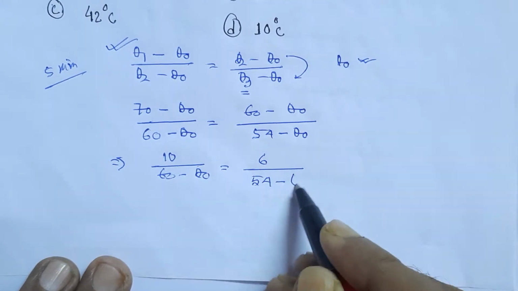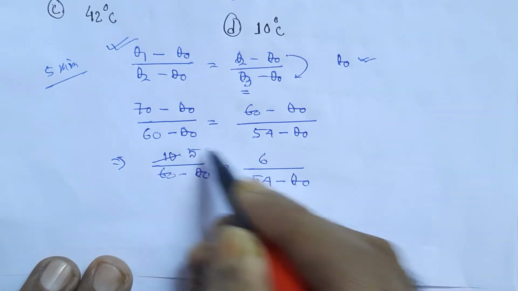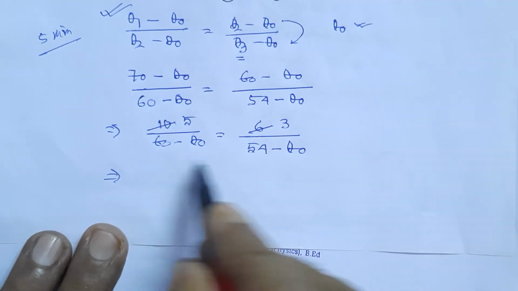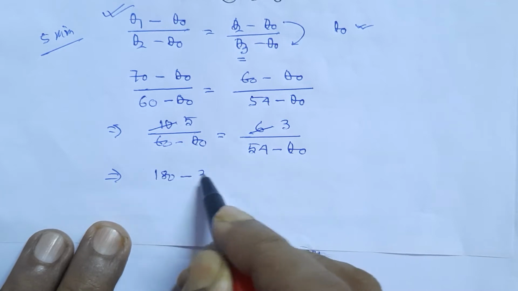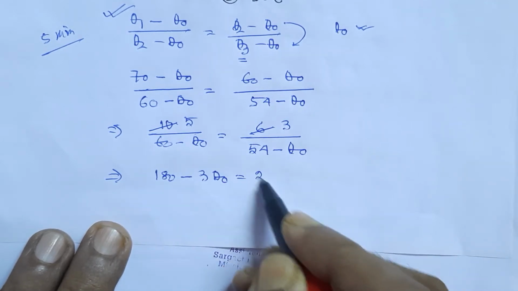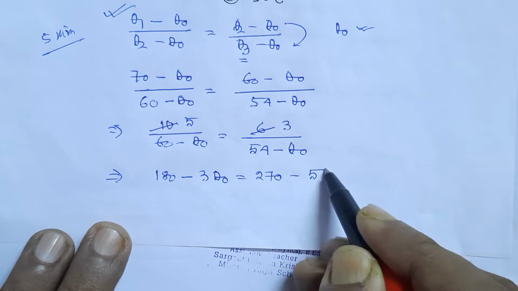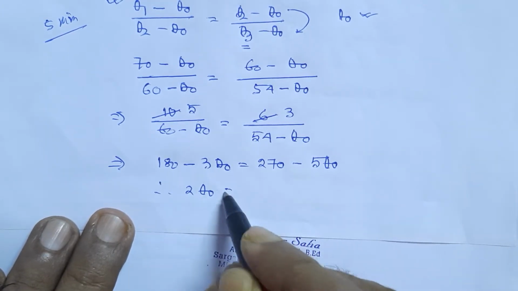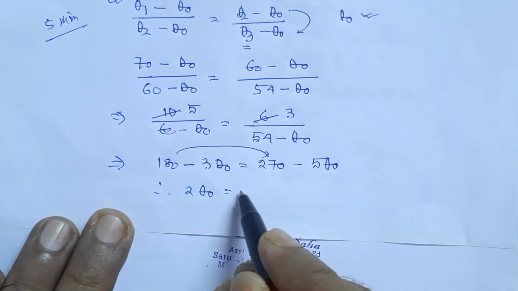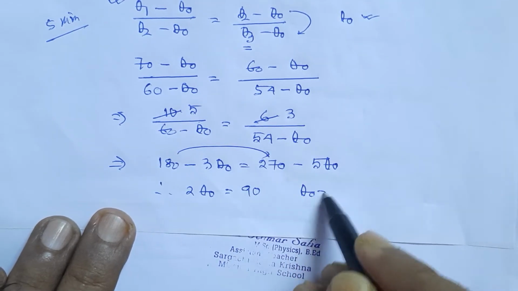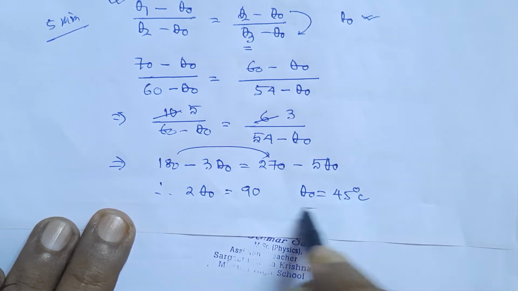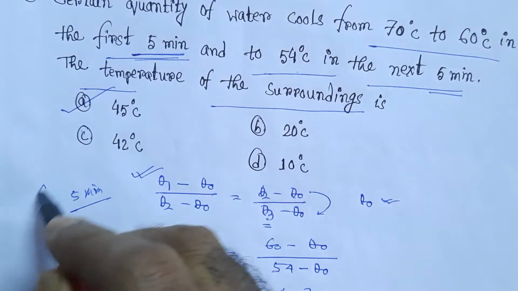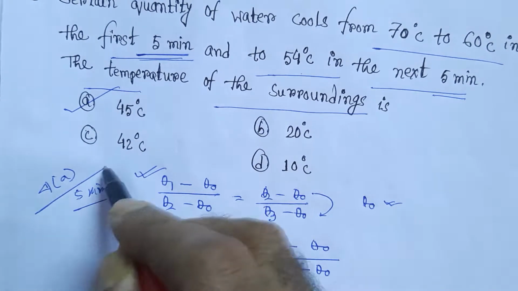So, simple mathematical calculation gives us 10 by (60 minus theta 0) equals 6 by (54 minus theta 0). This is 5, this is 3. So, we see that 180 minus 3 theta 0 equals 270 minus 5 theta 0. Hence, 5 theta 0 minus 3 theta 0, 2 theta 0 equals 270 minus 180, that is 90. So, theta 0 is 45 degrees centigrade. So, the surroundings temperature is 45 degrees centigrade. So, the correct option is A. Question number 4 has correct option A.